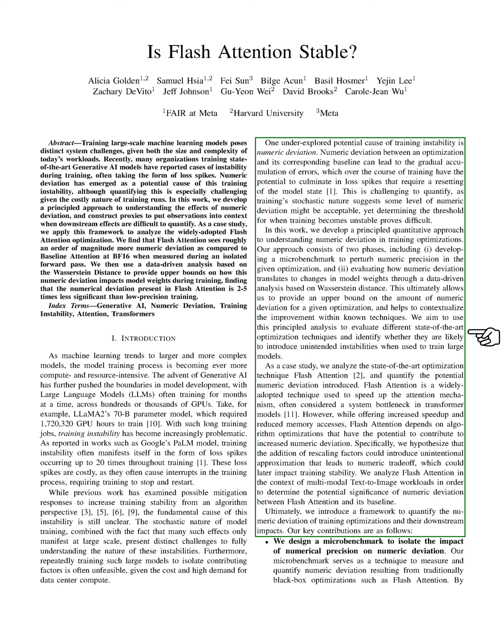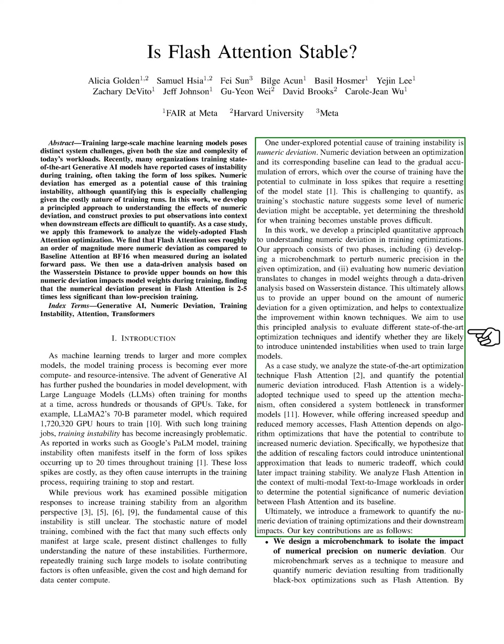Our goal is to use this approach to evaluate cutting-edge optimization techniques and assess their potential to introduce unintended instabilities when training large models. As a case study, we examine the optimization technique flash attention, which is widely used to accelerate the attention mechanism in transformer models. While flash attention offers speed and efficiency improvements by optimizing algorithms, it may also introduce increased numeric deviation that could affect training stability. Specifically, we suspect that the inclusion of rescaling factors in flash attention could lead to unintentional approximations, resulting in a numeric trade-off that impacts training stability.